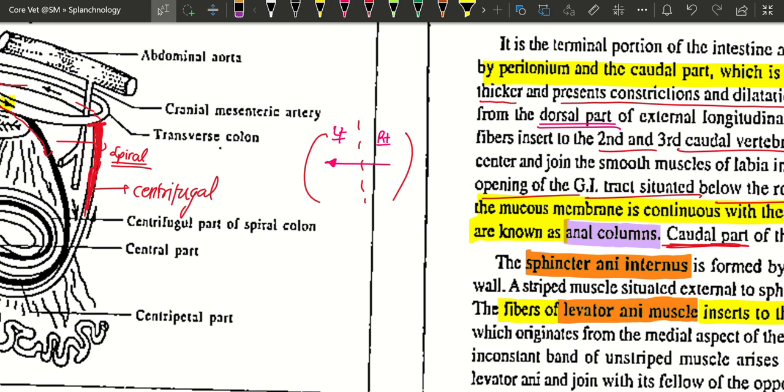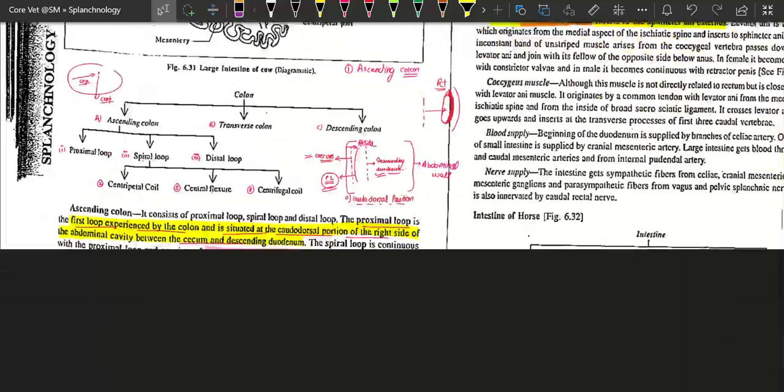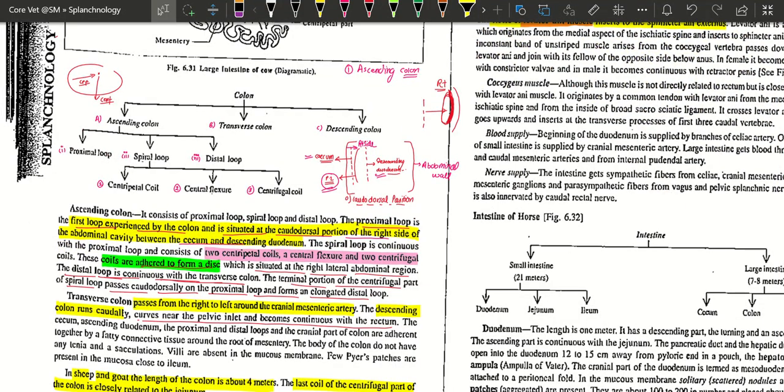And while traveling transversely, it will be crossing what? It will be crossing the CMA, cranial mesenteric artery, right? It will be crossing the cranial mesenteric artery and moving from the right side of the abdomen to the left side of the abdomen, right? I hope this part is clear to you all. Now, the terminal portion of the centrifugal part of the spiral passes caudodorsally, as I have mentioned, on the proximal loop and forms the elongated distal loop that I had told you earlier.